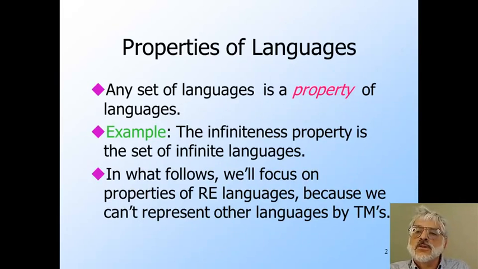Formally, a property of languages is any set of languages, the languages that we say have this property. For example, the property of being infinite is the set of infinite languages. The property of being empty is the set containing only the empty language. While properties like being infinite apply to any language, even not recursively enumerable ones, we need to represent languages, and the Turing machine is the most powerful tool we have for representing languages. So we'll talk about properties of recursively enumerable languages only.